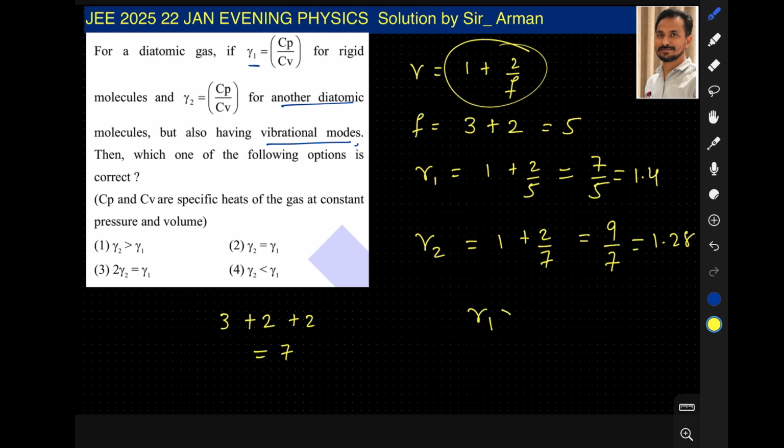So here gamma 1 is greater than gamma 2. So which option is correct here? Gamma 1 is greater than gamma 2, or gamma 2 is less than gamma 1. So option number 4 is correct.